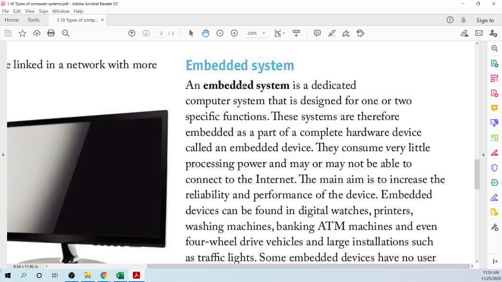And the last one, embedded system. Let's have Kezia.